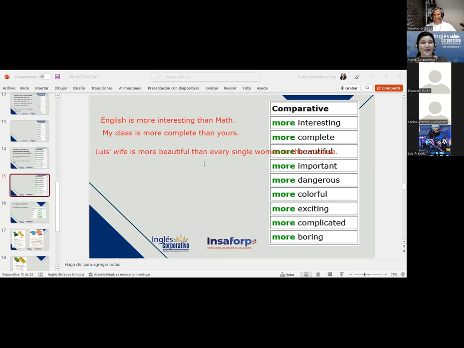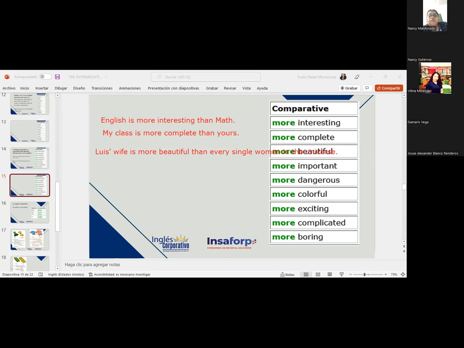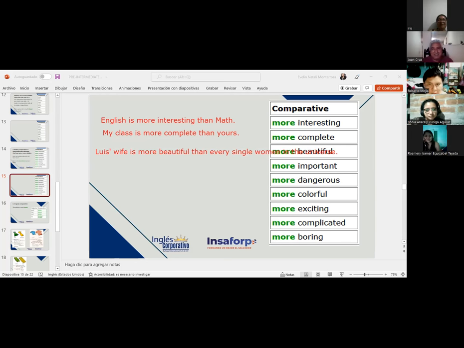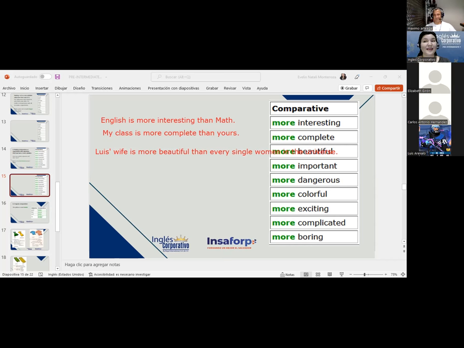More important. Give me one example with more important. My daughter is more important than my wife. My life. That's my life. I think everybody is. If you have a kid, I think they are more important than everything. Which one do you think is more important, Excel or English? English, because Excel is in English. So it's more important, English.